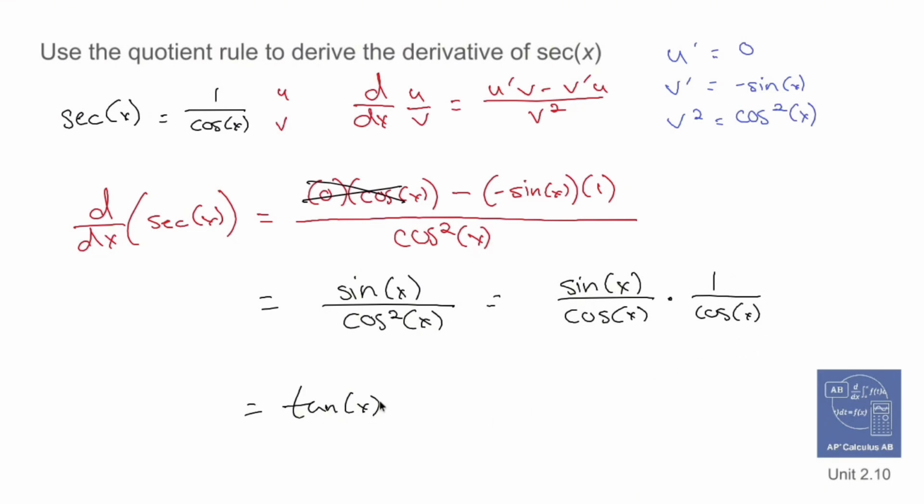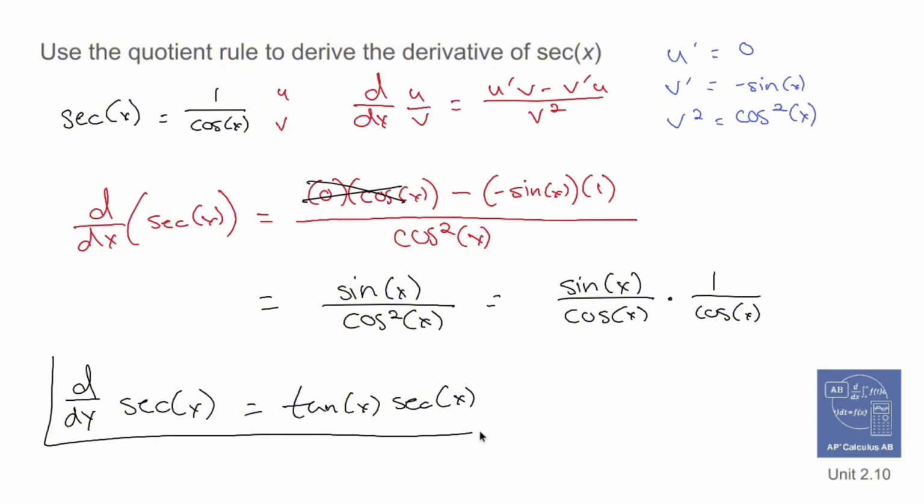And I know that 1 over cos is secant. And so when all is said and done, I have my answer. The derivative of secant x is tangent x secant x, or some teachers might say secant x tangent x. It's the same exact thing. But when all is said and done, that's what I get. And we figured that out using the quotient rule.